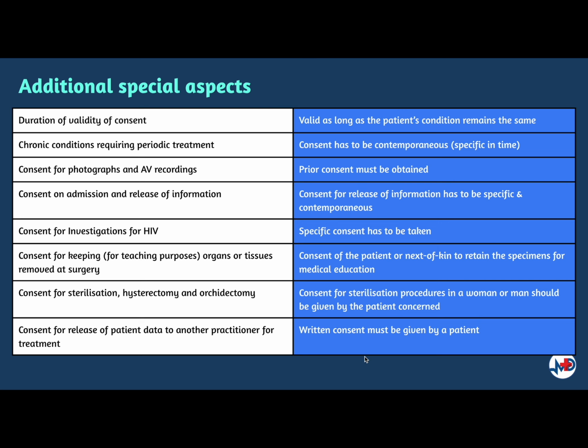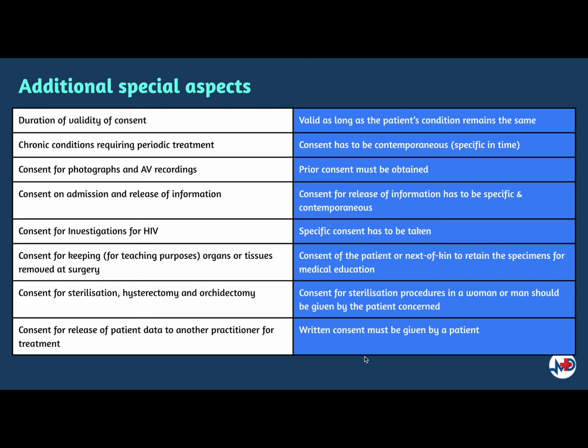How about other additional special aspects to consent taking? So the first one is duration of validity of consent. The consent obtained in this manner is valid as long as the patient's condition remains the same. Should there be any change in the nature and clinical cause and presentation of the illness for which the consent had initially been obtained, then a new consent must be obtained from the patient. In situations of chronic conditions requiring periodic treatment, good standard of care requires that consent has to be specific in time and the procedure for any invasive treatment.